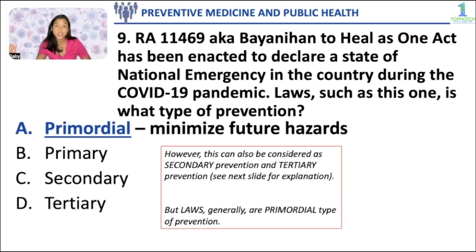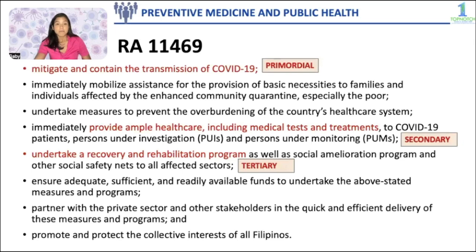Just note that this can also be considered as secondary or tertiary prevention, and I'll show you why in the next slide. But whenever it's a law or a policy as a blanket act, generally they are primordial. So the main goal of RA 11469 was to mitigate and contain the transmission of COVID-19. So even in patients who weren't at risk, it was a very general population thing, a blanket population thing.